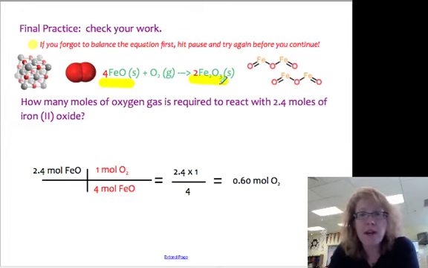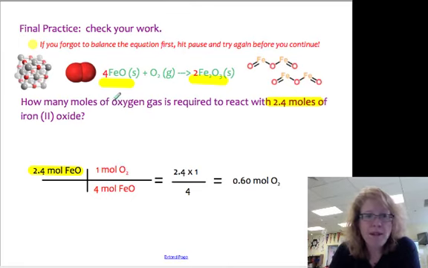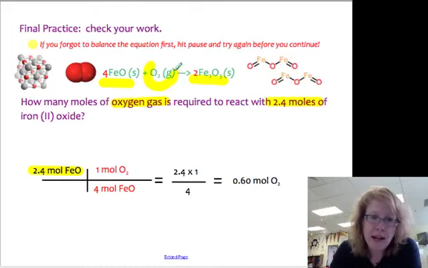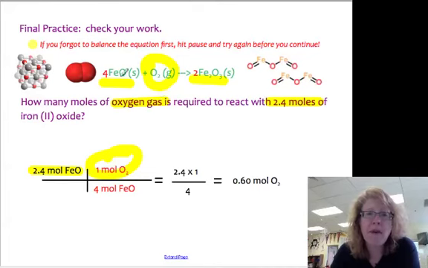So when we do that, once you've got the equation balanced, it's as simple as a Wunderfraction. 2.4 moles of iron 2 oxide. Here they are. And then we use our conversion. These react in a 4 to 1 ratio. Why is it 4 to 1? Why did I put the O2 up here? Because the question asked me for oxygen gas. It didn't ask me for how many moles of iron 3 oxide I produce. It asked me about oxygen gas. That's what I was trying to find. So that's why that is up on the top. And again, 4 is the coefficient down there, and 1 is the coefficient in the equation for oxygen.